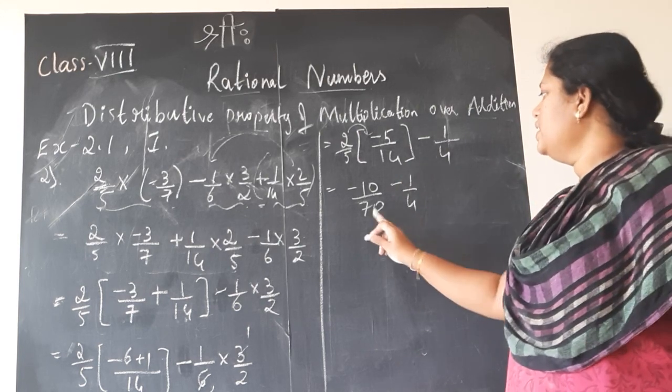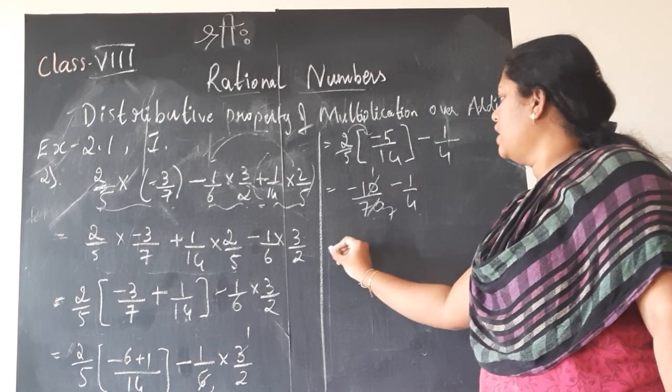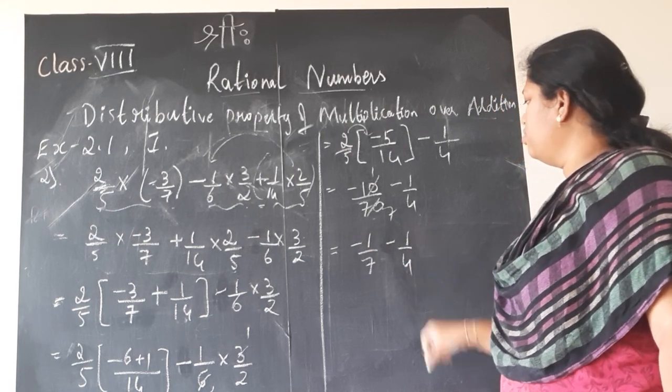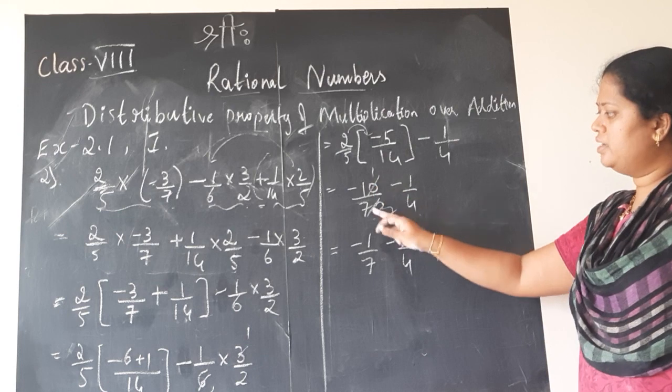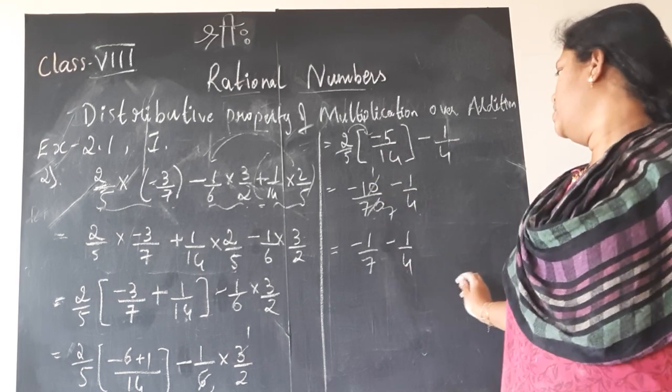I will write. Next I need to take, or else I do one thing. See, 10 ones are 10, 10 sevens are 70, I will simplify. So minus 1 by 7 minus 1 by 4 I got. Correct? What I did is 10 by 70, 10 ones are 10, 10 sevens are 70, I did. Minus 1 by 7 minus 1 by 4.